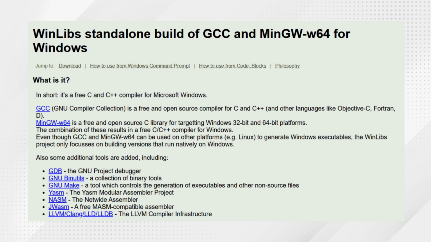Before we start setting up our compiler, let's look at what we are getting. As I said before, we are getting GCC and MinGW for Windows, and this project, WinLibs, builds versions of this that run natively on Windows. You can also see it includes additional files like GDB, GNU, and GNU Make, etc. If you want to learn more about them, you can research on your own.